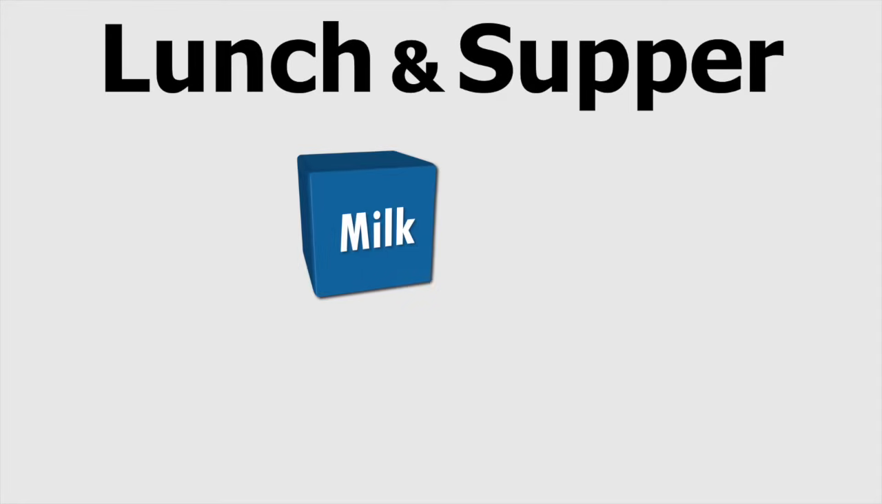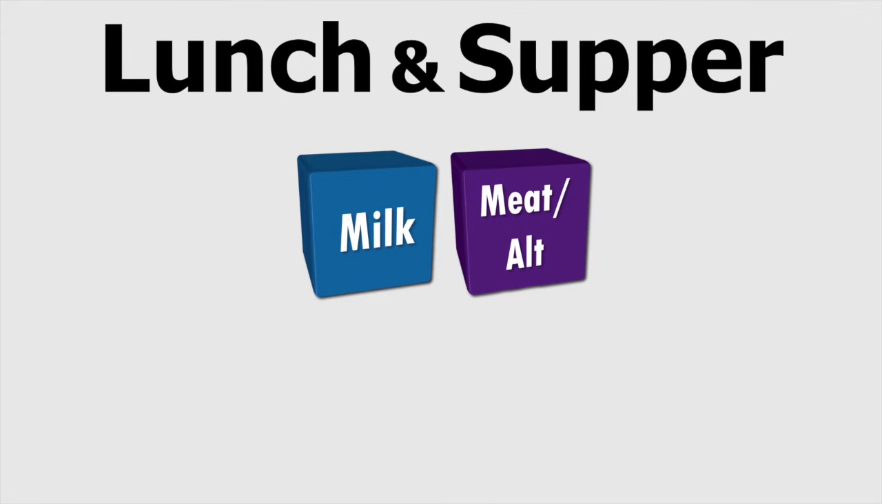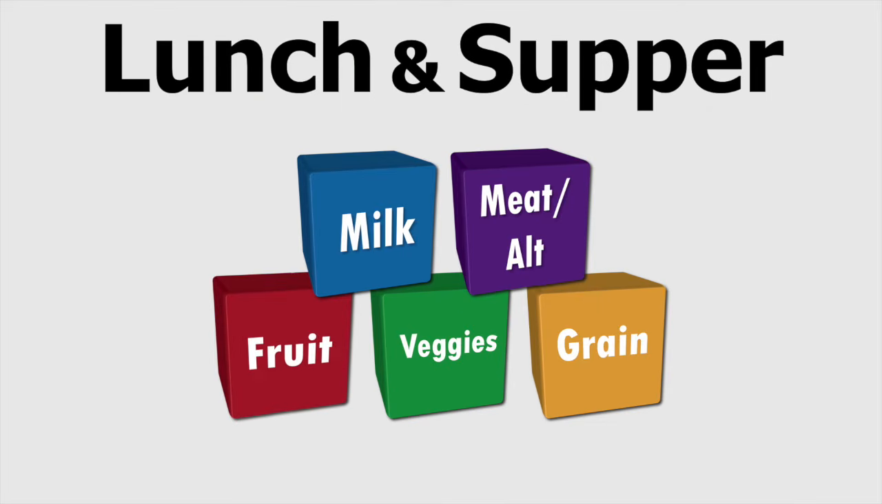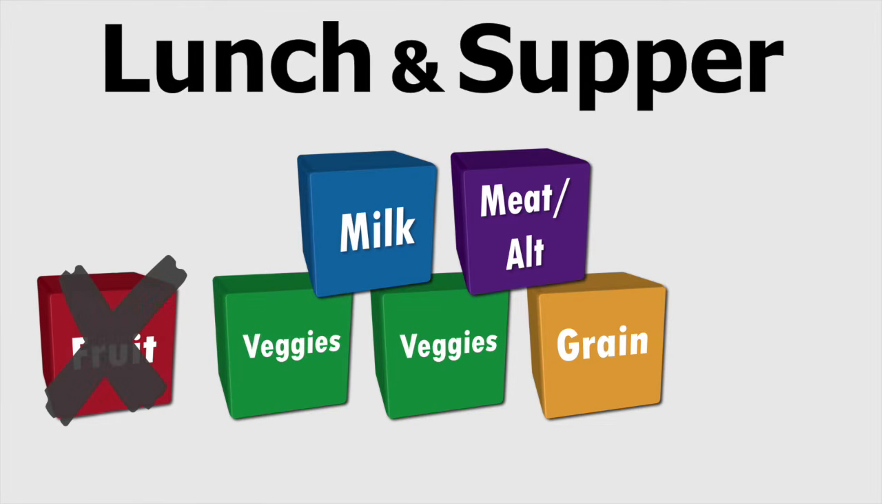Now let's take a moment to talk about the lunches and suppers. These two meals have the same building blocks, and they are milk, a meat or meat alternate, a grain, a vegetable, and finally a fruit. Now remember, you must serve each of the 5 building blocks at lunch or supper. The only exception is that you can choose to replace the fruit with a second vegetable. In this case, you do not have to serve a fruit with your meal.